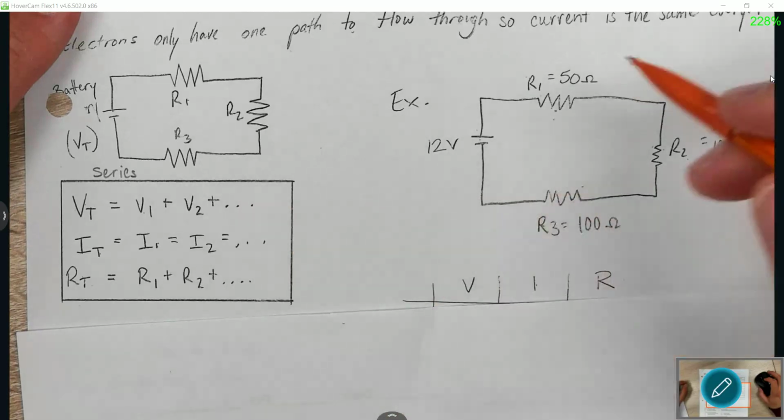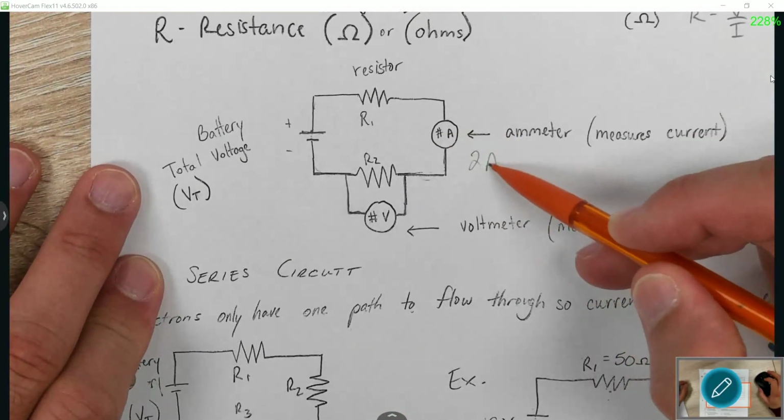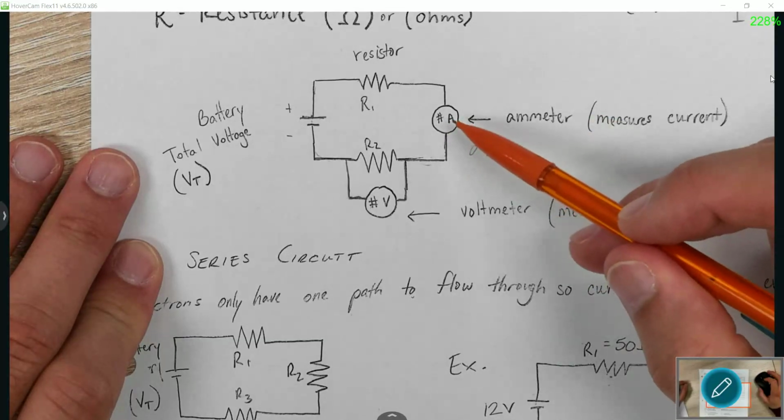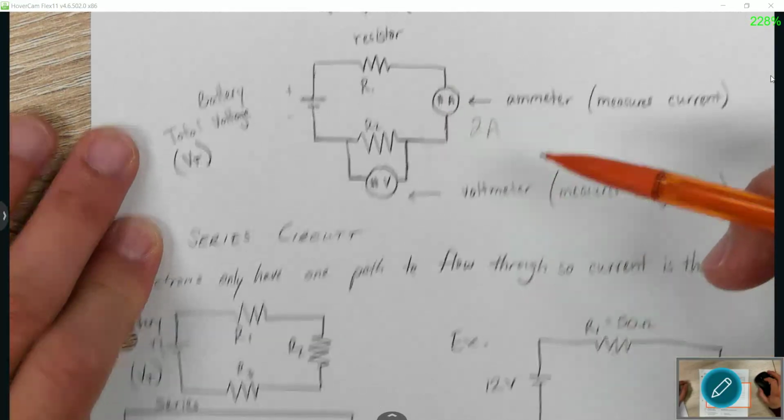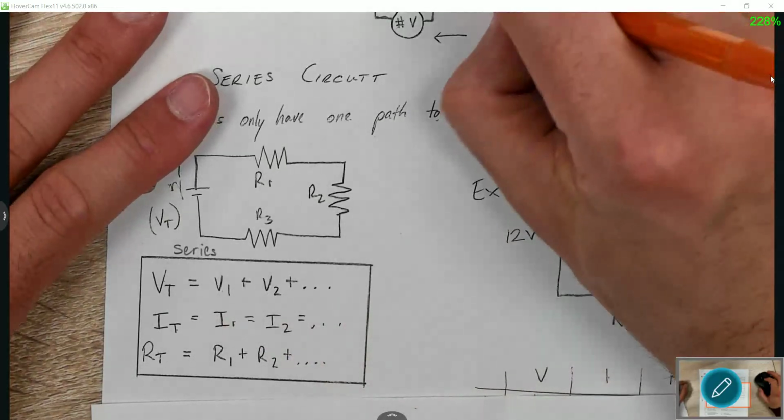All right. So if you saw this and it said 2 amps, well, guess what? That's the total current. That's the current through I1, I2, I3, etc.